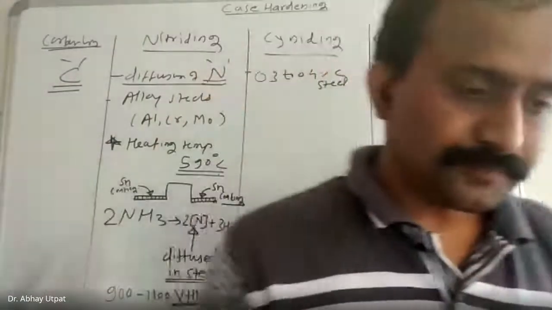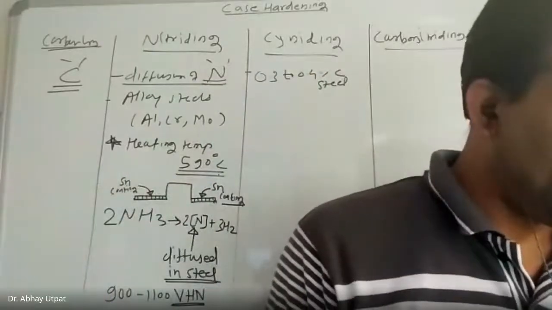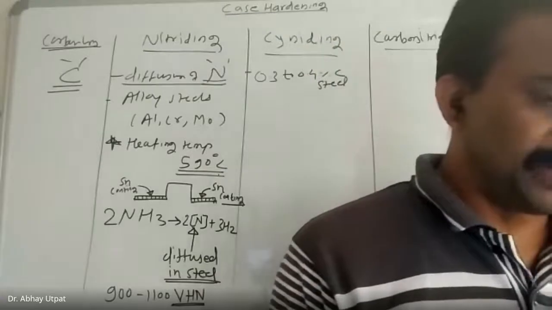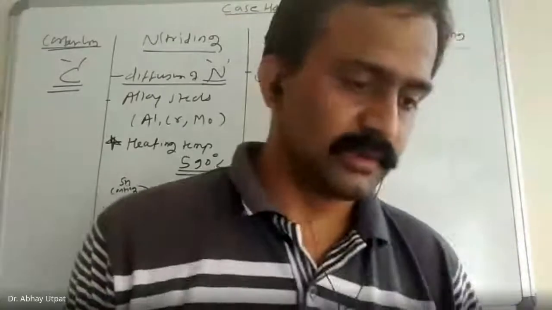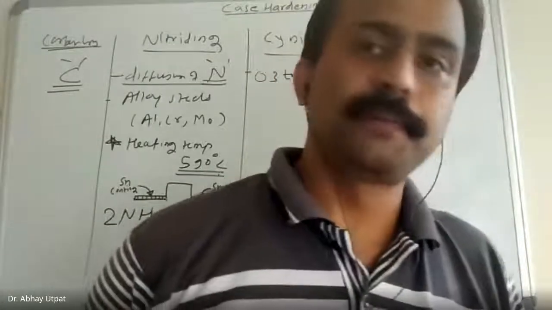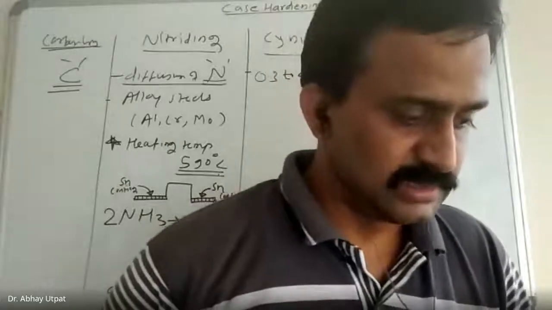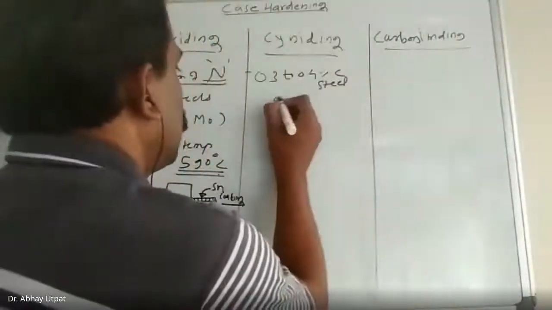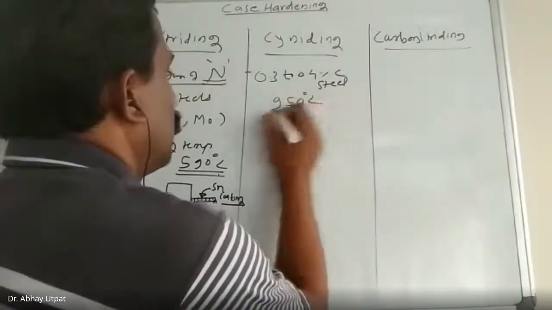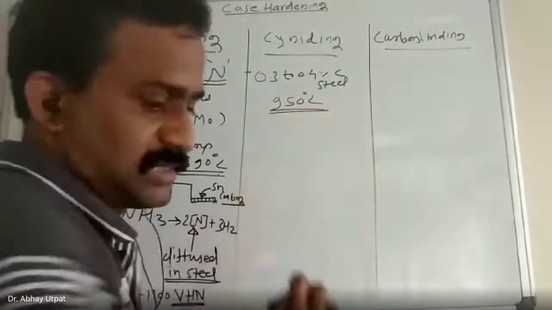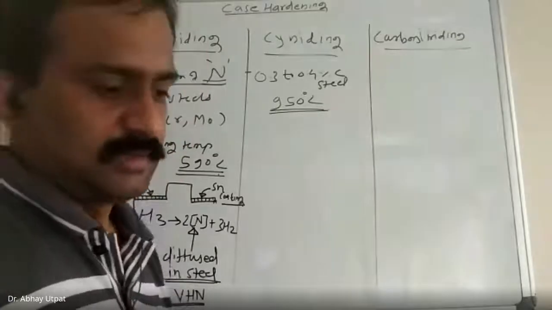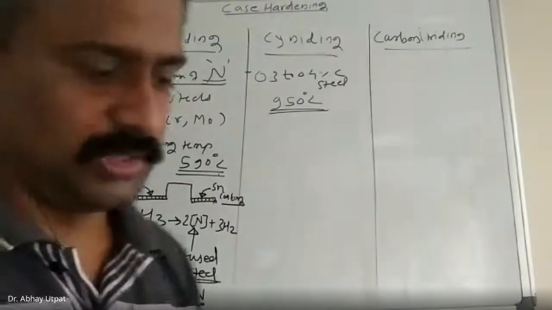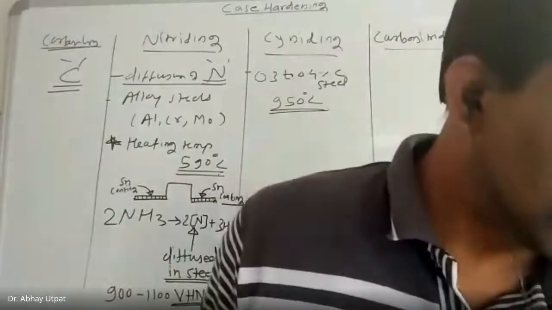Then next line. The process is carried out at 950 degrees Celsius in a salt bath furnace, which is having sodium cyanide or potassium cyanide salts.